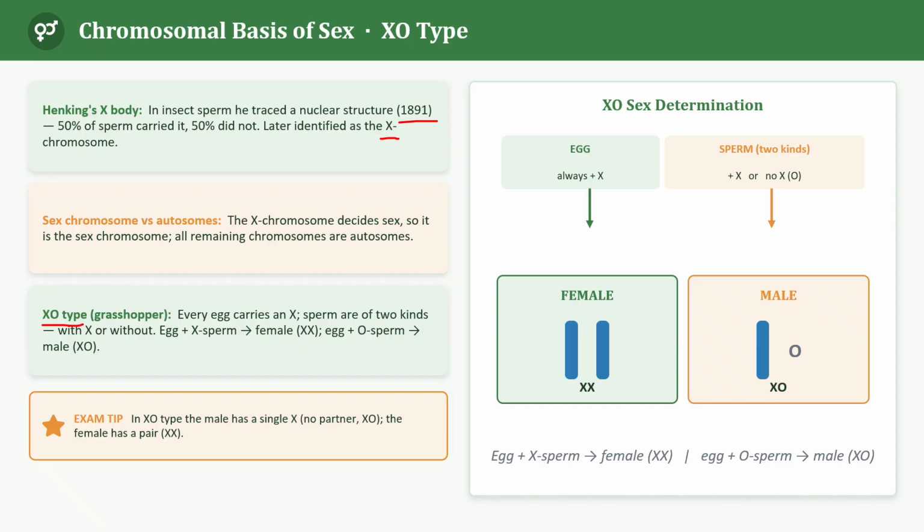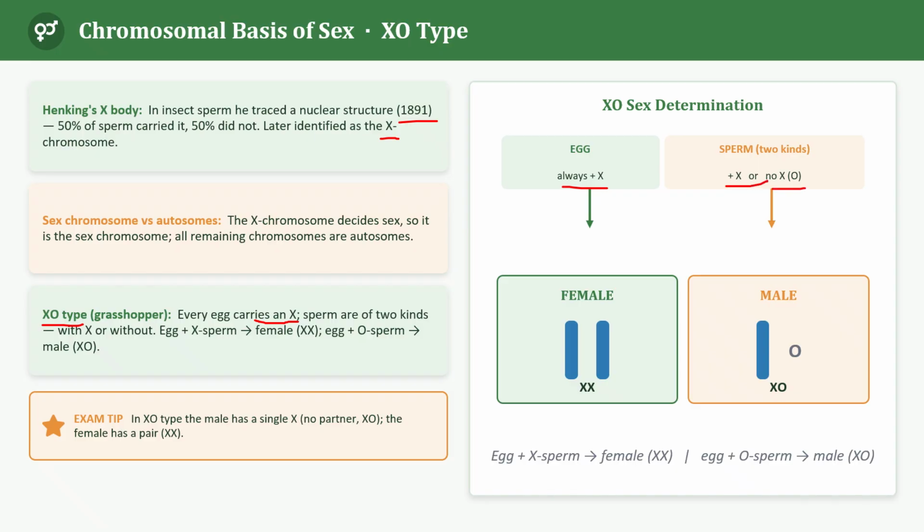Here the female, XX, produces only one type of egg always. And the male, XO, produces two kinds of sperm, that is the X-bearing sperm and a sperm without any sex chromosome. You can see here, X-bearing sperm or no X.